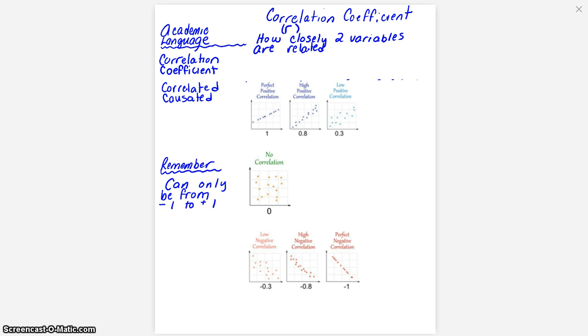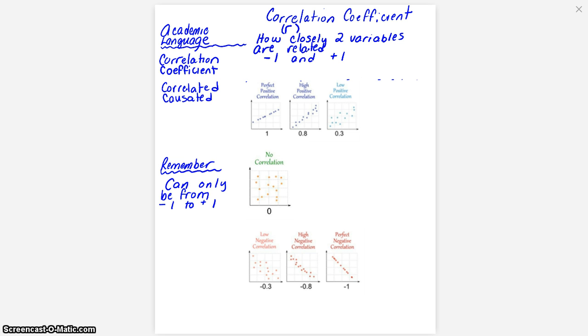How closely two variables are related. So the closer all of the dots are to a straight line, the higher the correlation coefficient. But the correlation coefficient can only be between -1 and +1. And what that 1 means is 1 to 1. Every time something happens to the x variable, the same thing happens to the y variable. That's a 1 to 1.